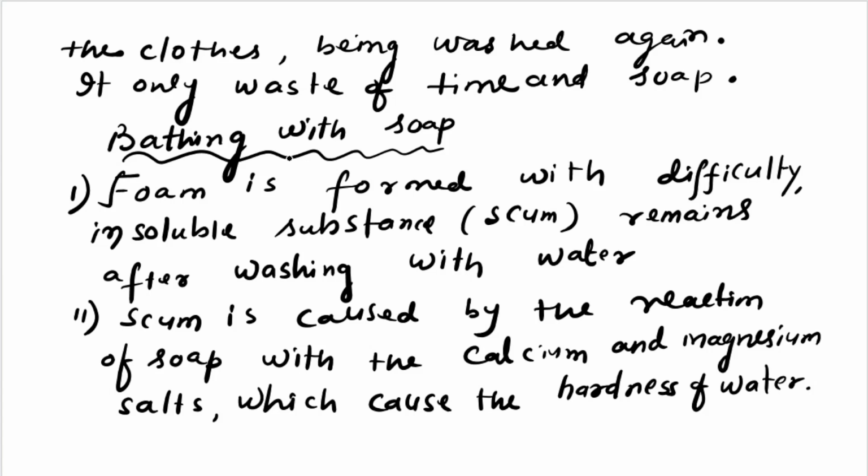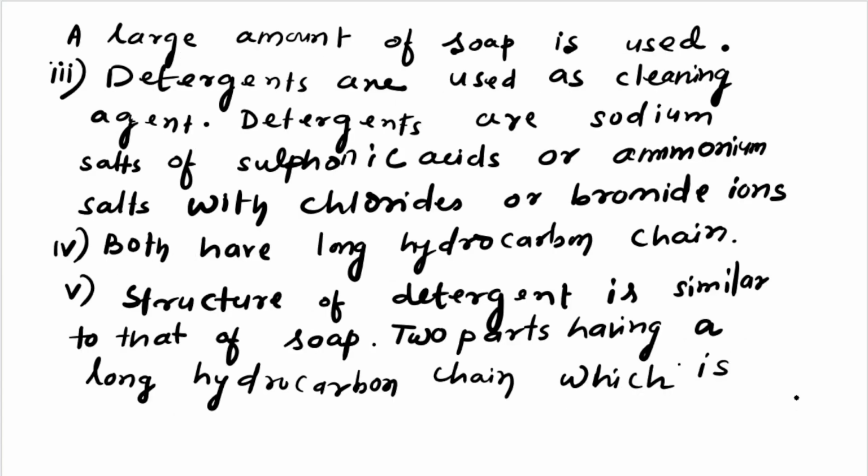How is it produced? By the reaction with calcium and magnesium salts, which cause hardness of water. Remember, due to hardness of water only, the scum is formed, and an excess waste of soap occurs. So all the points are due to hardness of water, and a large amount of soap is used.